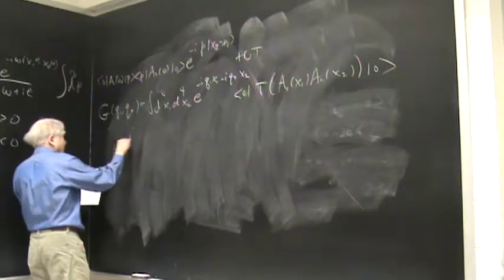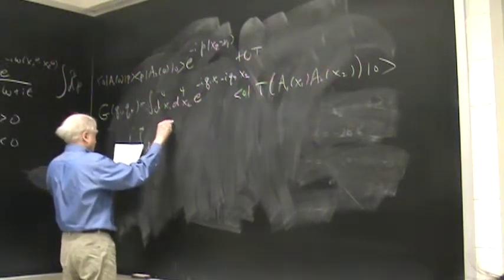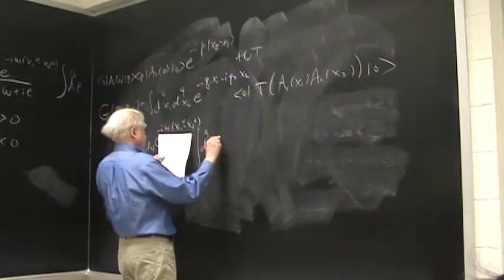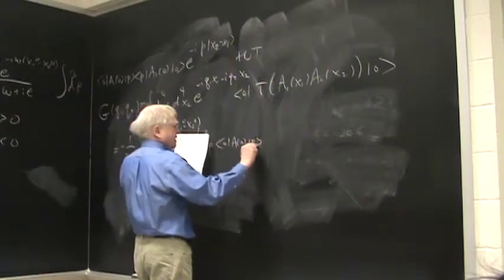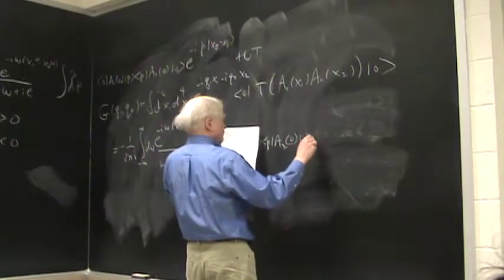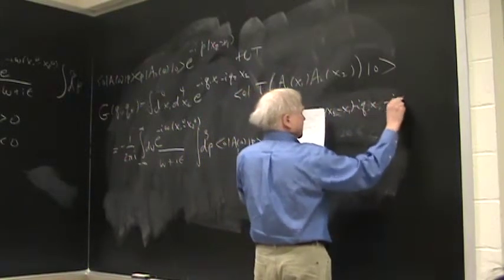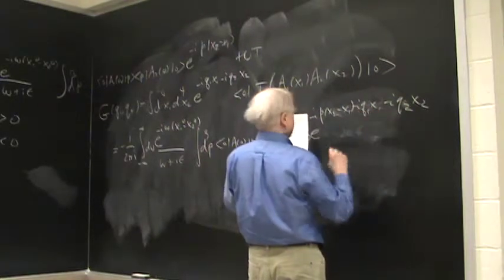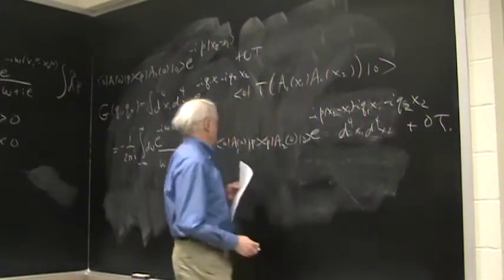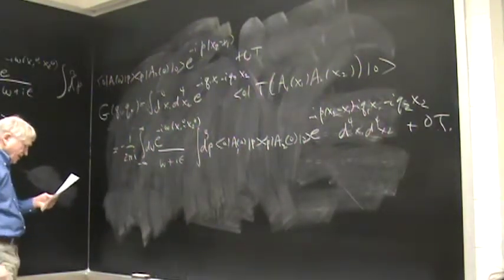Okay, so this thing then is minus 1 over 2 pi i, the integral d omega from minus infinity to plus infinity, e to the minus i omega (x1^0 minus x2^0), over omega plus i epsilon, the integral d^3p over 2 p^0, with e to the minus i p (x2 minus x1) minus i Q1 x1 minus i Q2 x2, d^4x1 d^4x2, plus other terms. Again, the other terms are for the opposite theta function and for all the other terms that we left out.